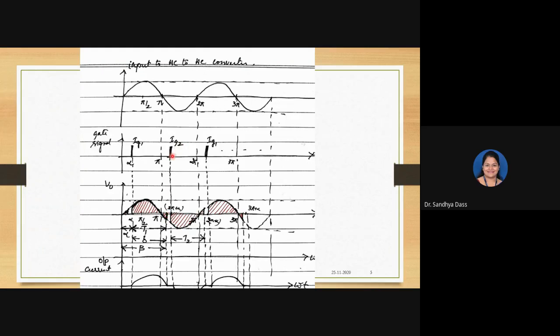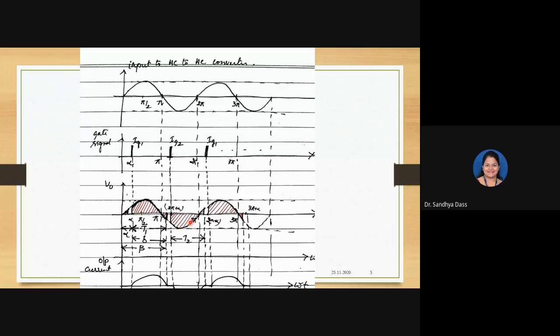Now observe here in the negative cycle. This is the triggering pulse that we are giving to thyristor T2 at the instant pi plus alpha. I have erased the pi, so it is not visible, but it is pi plus alpha. At the instant pi plus alpha, once you have given this gate pulse, T2 will be conducting. When T2 is conducting, the input you have applied will be visible at the load. This is the output voltage you can see because of T2 conducting.